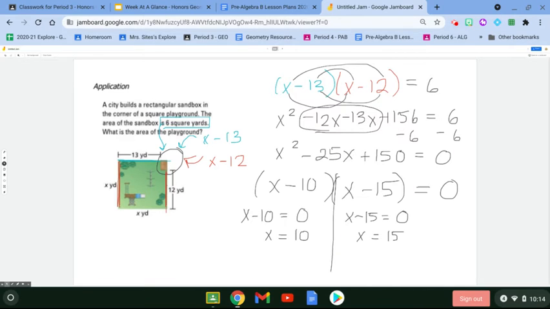Here's what I mean. Let's take a look at the answer of x equals 10. If I substitute in x equals 10 into one of these expressions, because ultimately I want to find the area of the playground, 10 minus 13 gives me a negative answer of -3. Same deal if I plug it in here. I would get 10 minus 12, which gives me -2. I can't have negative side lengths, so this would be an extraneous root.